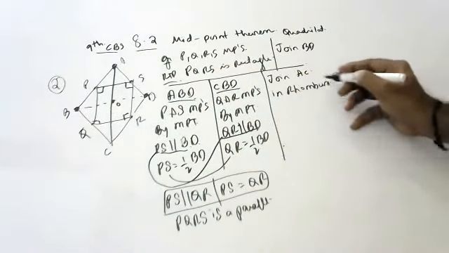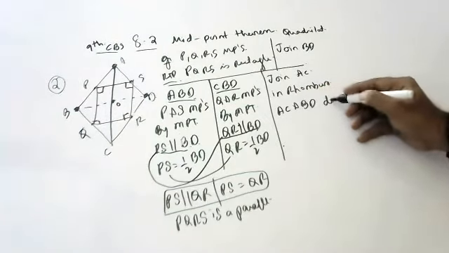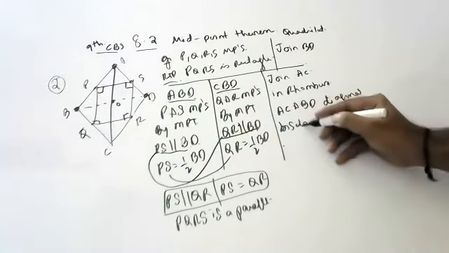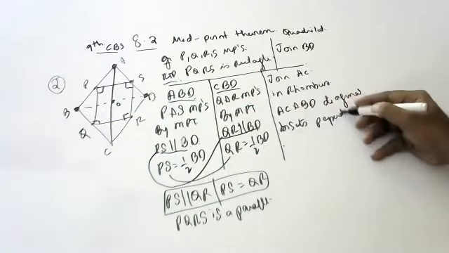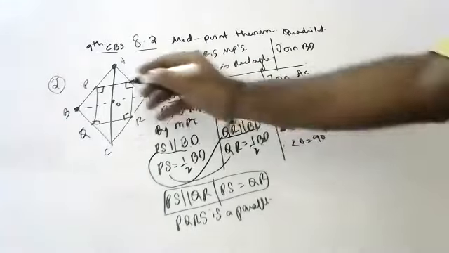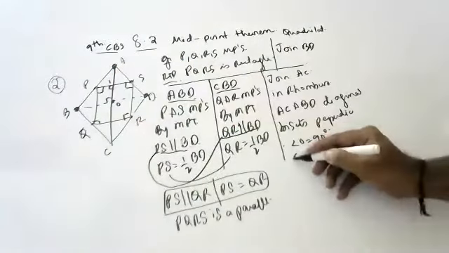If you join AC, since in a rhombus the diagonals AC and BD bisect each other perpendicularly, angle O is 90 degrees. If angle O is 90 degrees, and this angle is also 90 degrees, can you say why?